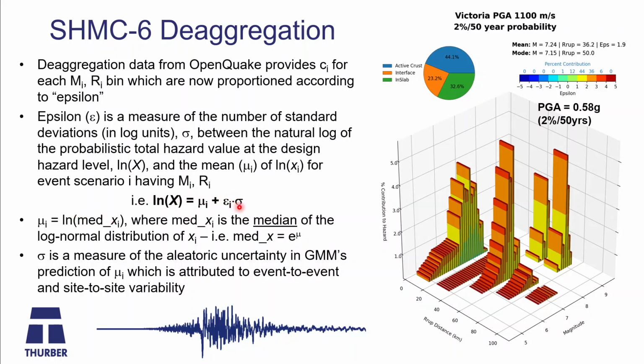Okay, so the sigma value is basically a measure, think of it as a standard deviation. It's the measure of aleatoric uncertainty within each of the GMMs' prediction of that mu value, that average value. So they come up with a prediction of what the average would be, and then there's a certain amount of variability on that due to aleatoric uncertainty, and the GMMs attribute that to event and site-to-site variability.